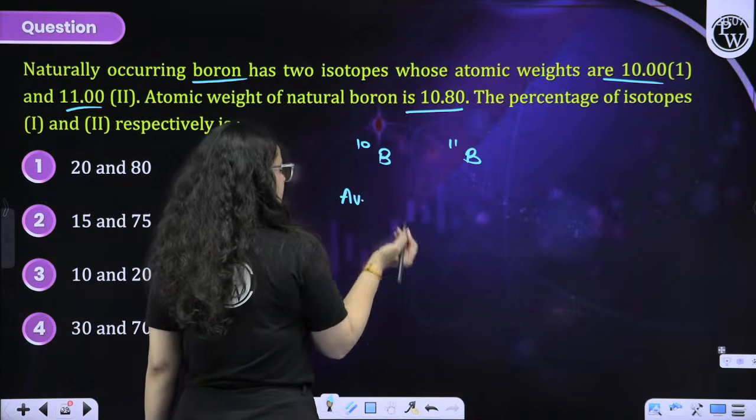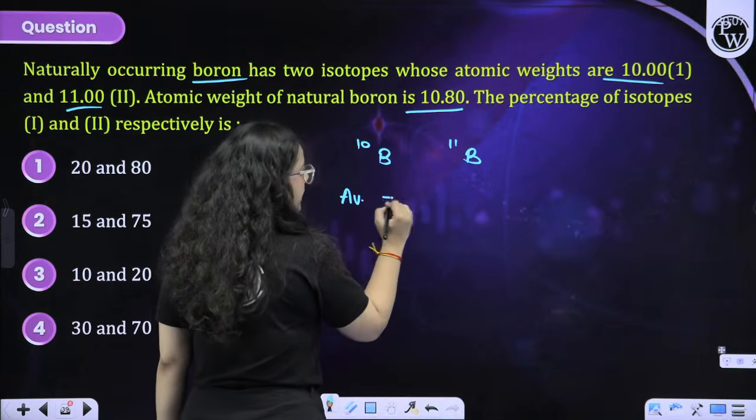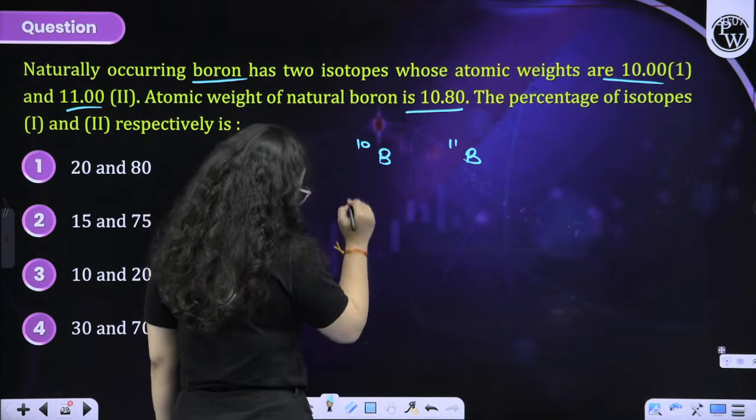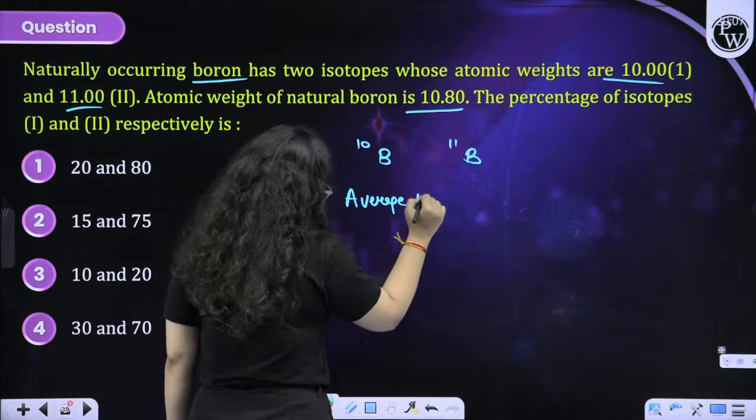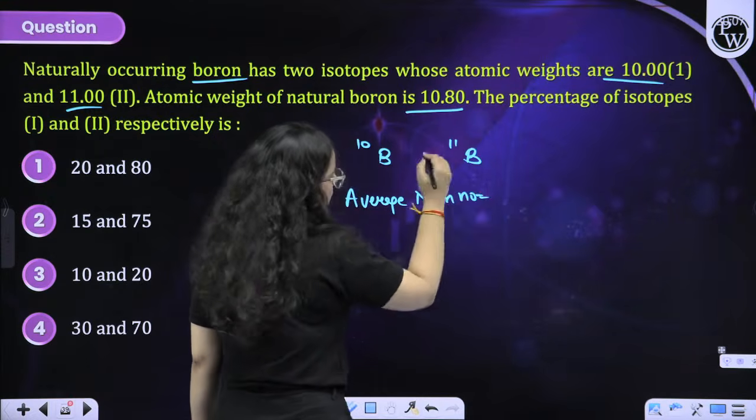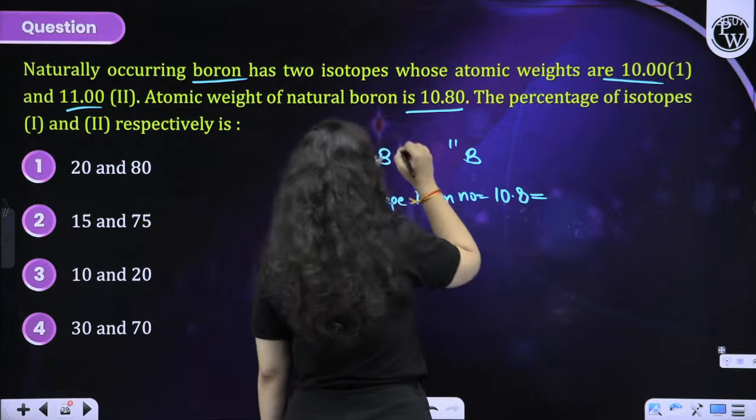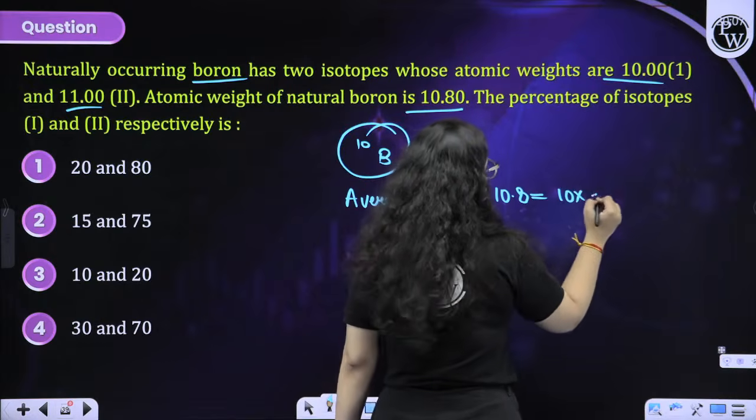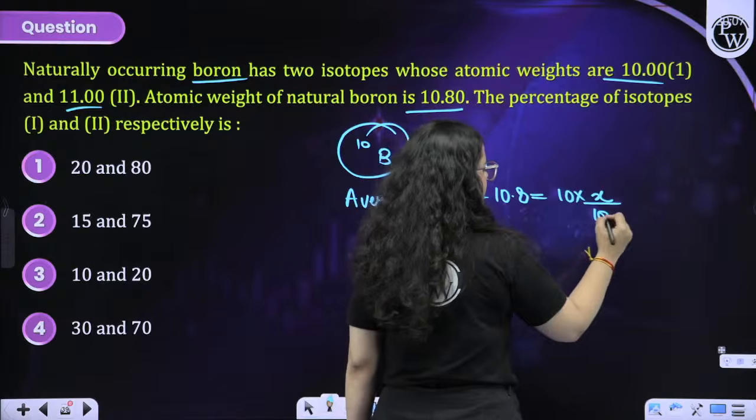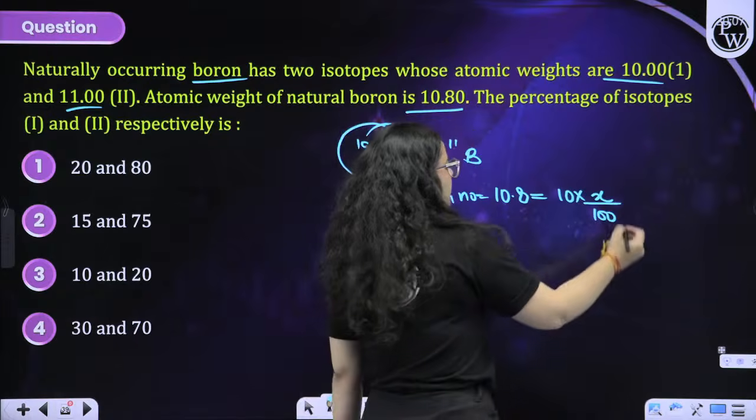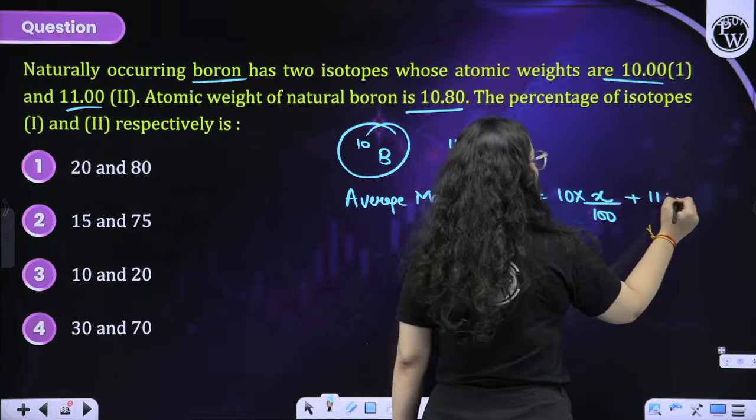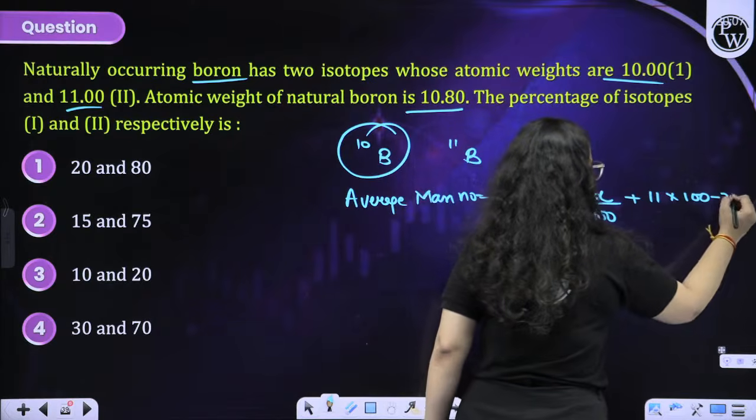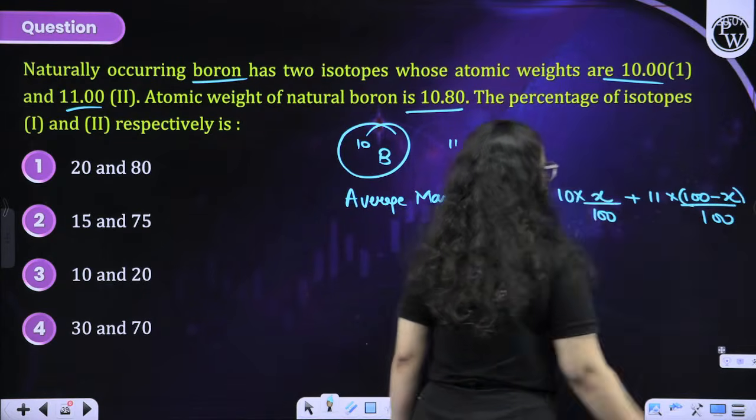Average mass will come out to be how much? The average mass number given to you is 10.8. That is equal to the mass number of the first isotope, that is 10, into the percentage. We are unaware about the percent, so let us suppose it to be x%. So x by 100, right? And adding up with the second one, that is 11 mass number, and the percentage of it will come out to be 100 minus x. This is the percentage of the second isotope, right everyone?